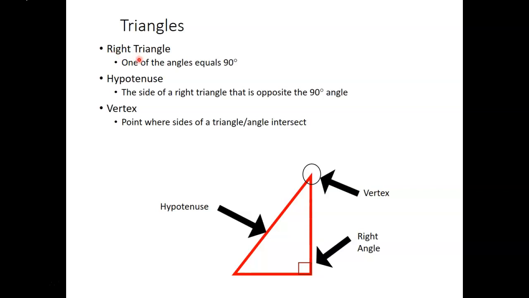So how about a right triangle? Well, a right triangle means that one of the angles out of 3 is a 90-degree angle. The hypotenuse is the side opposite of the 90-degree angle, and it will be the longest side, okay? And again, remember, our vertex are where the lines come together and form the corners or the angles.